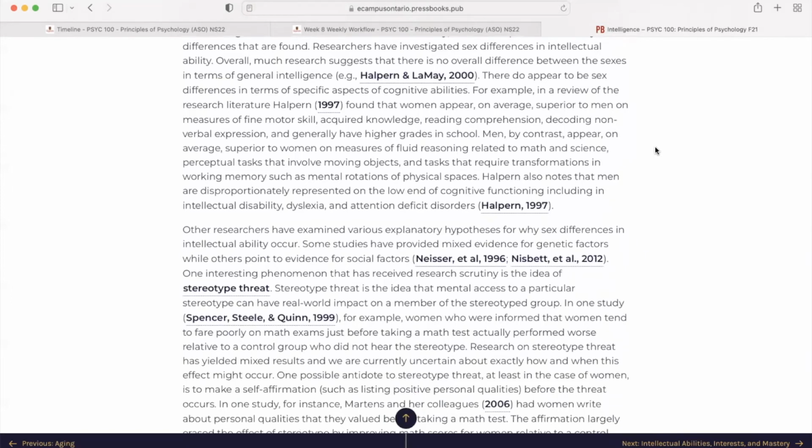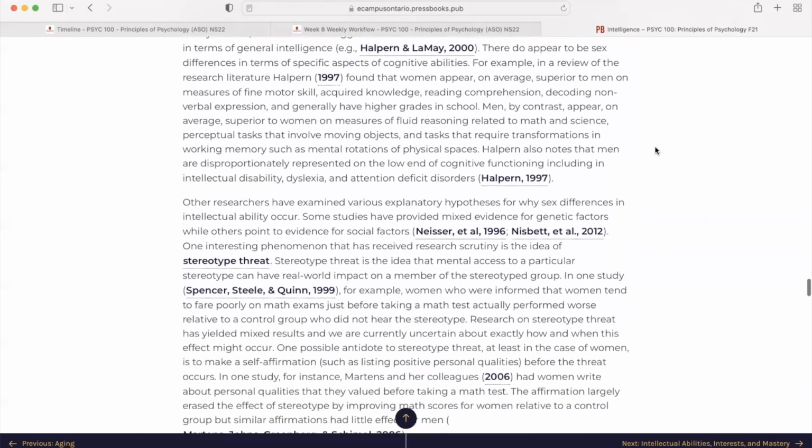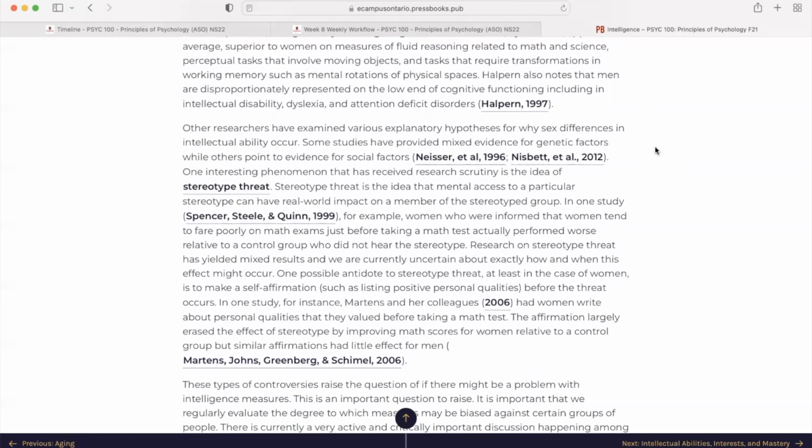Men, by contrast, appear, on average, superior to women on measures of fluid reasoning related to math and sciences, perceptual tasks that involve moving objects, and tasks that require transformations in working memory such as mental rotations and physical spaces. Halpern also notes that men are disproportionately represented on the low end of cognitive functioning, including intellectual disability, dyslexia, and attention deficit disorders. Other researchers have examined various explanatory hypotheses for why sex differences in intellectual ability occur.